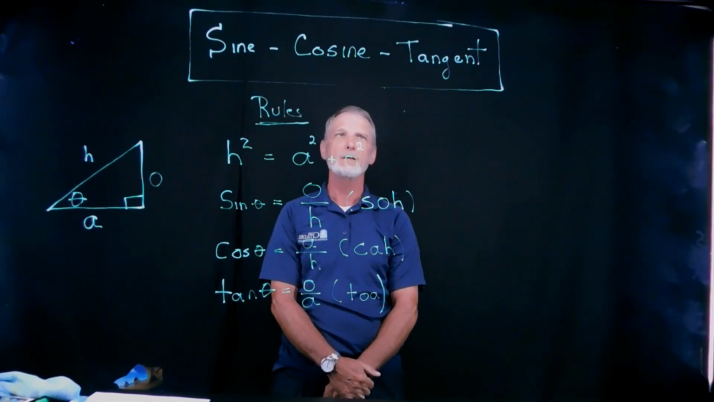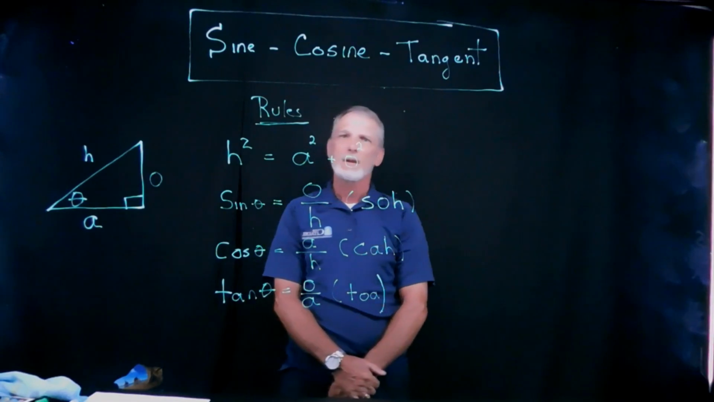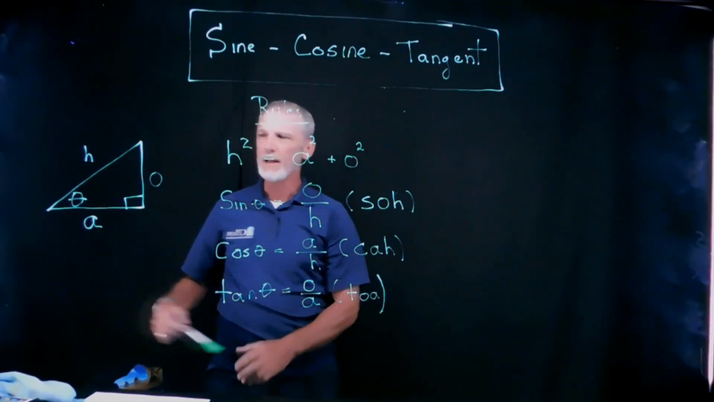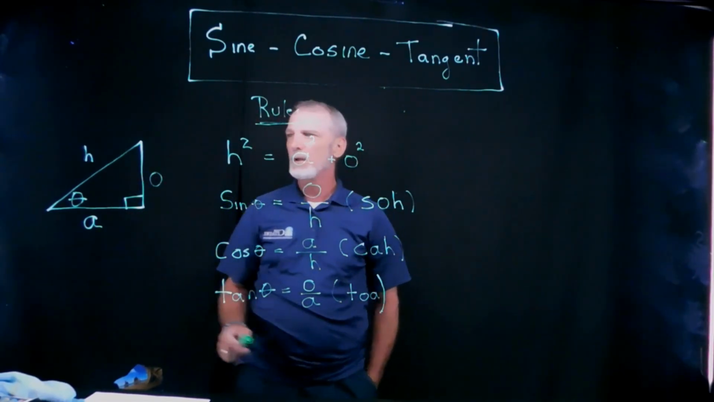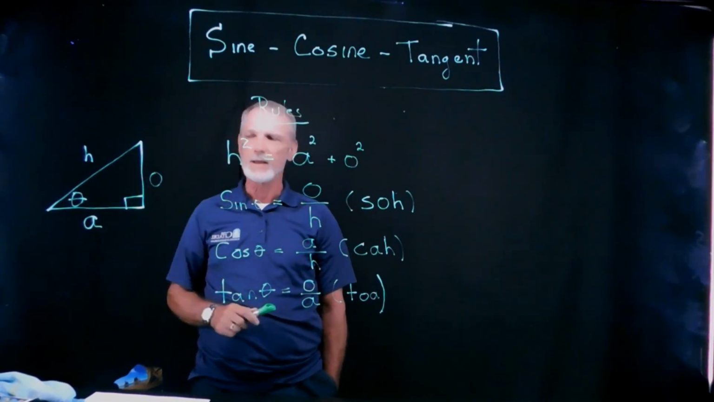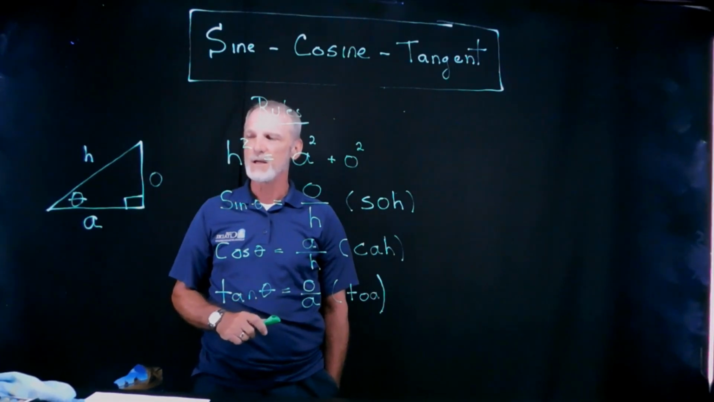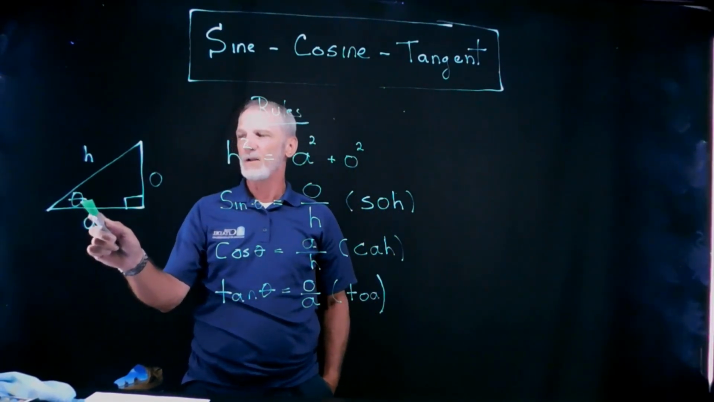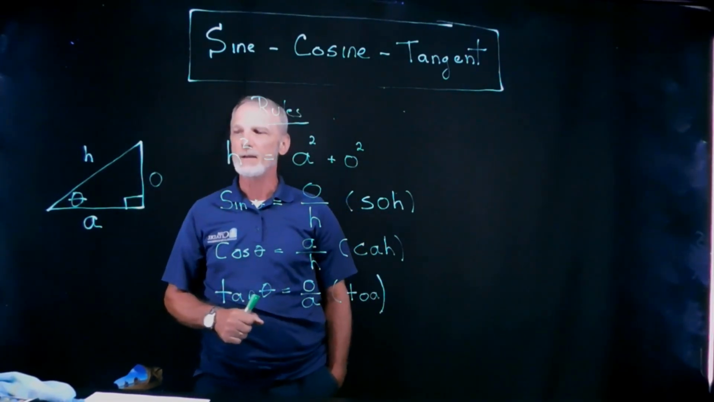This lesson is on sine, cosine, and tangent. If we have a right triangle, it has three sides. The longest side is called the hypotenuse. And then there are two other sides. If we define the angle theta, the side adjacent to the angle theta is called the adjacent side, or A in this case. And the side that is opposite the angle theta is called the opposite side.